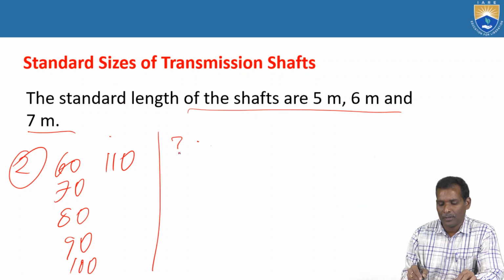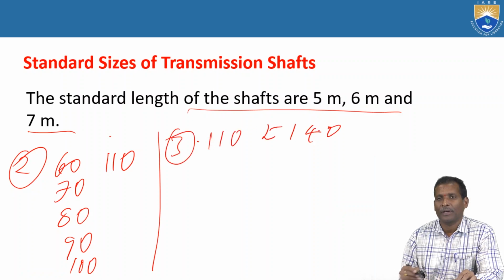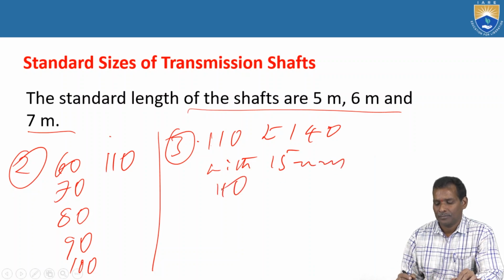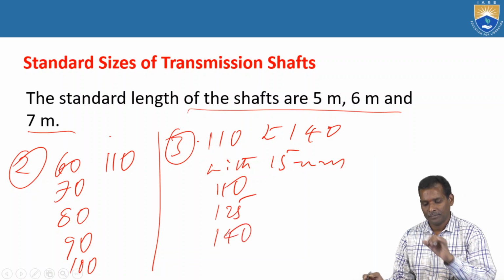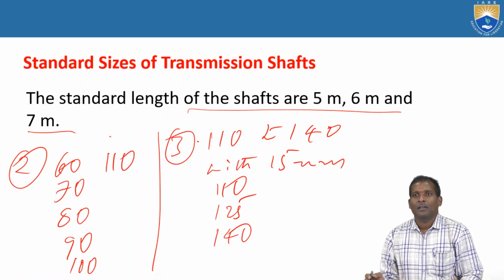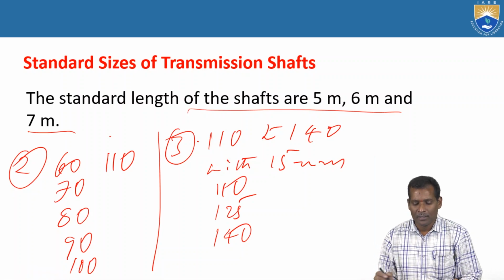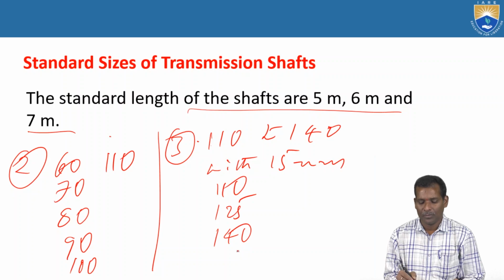Next, the third one, 110 to 140 with 15 step. So 110, 125 and 140. For the remaining sizes above 140, you can take 20 step.